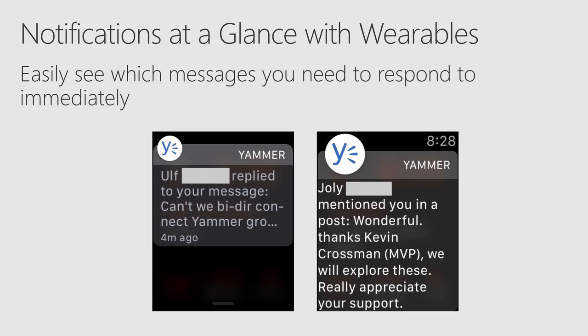So as an example, a notification comes in, I'm working at my desk or someplace, I can look right at my watch and see this first message from Ulf. Can't we bidirectionally connect Yammer groups? It's a specific question for me as the service owner. I know this guy, when he asks a question, he wants an answer. I owe it to him to give him an answer. This is one that I probably need to get to quickly. Either if I'm not doing anything, I might jump in right away, or I'll make some time next time I get a break to jump in there right away.